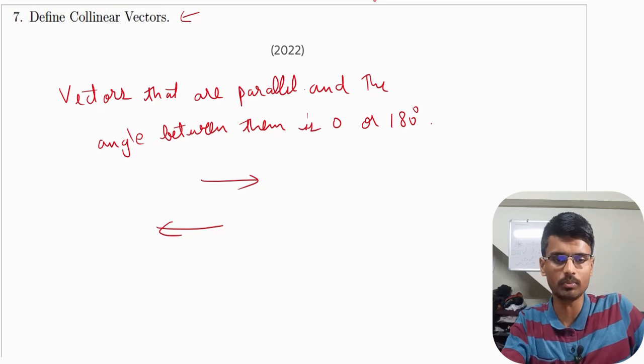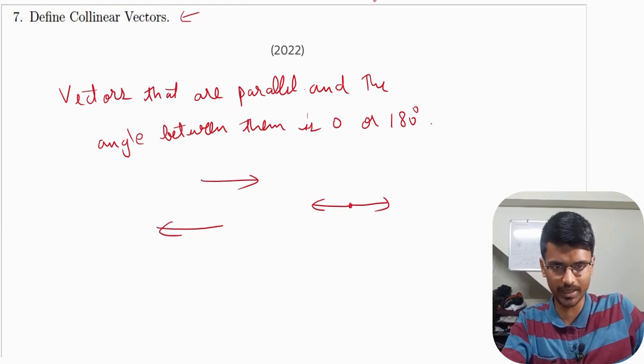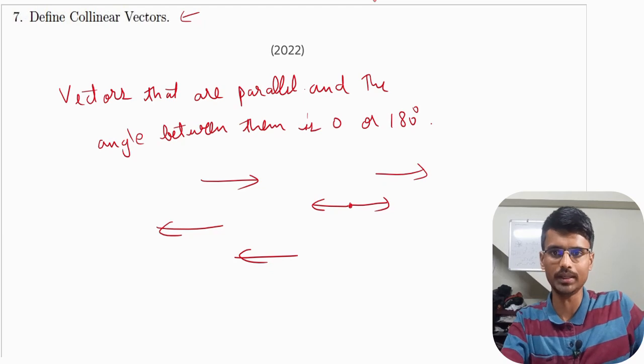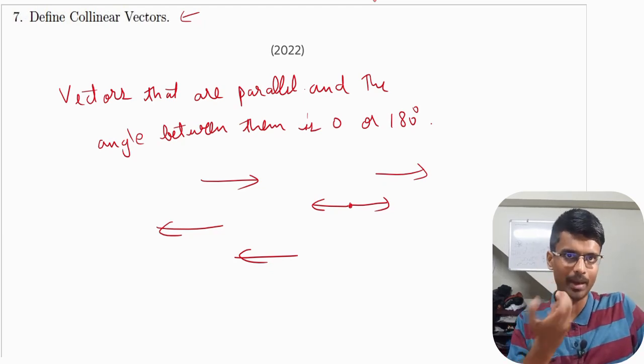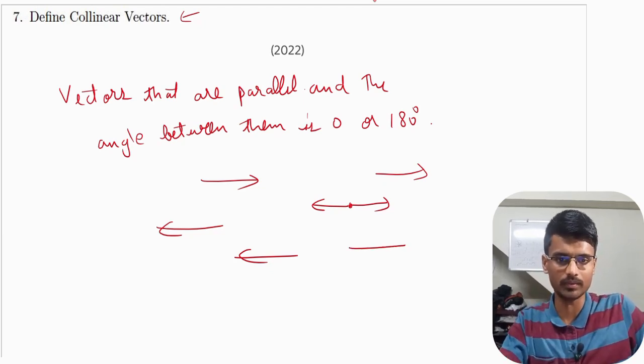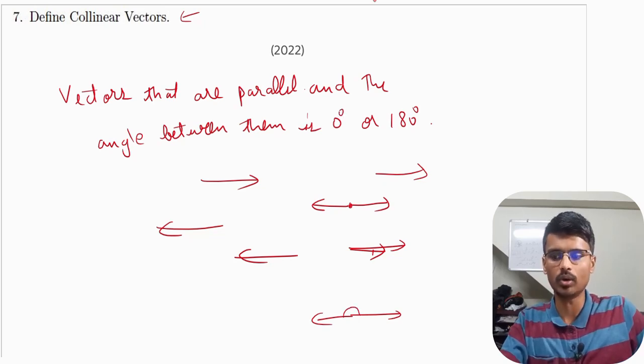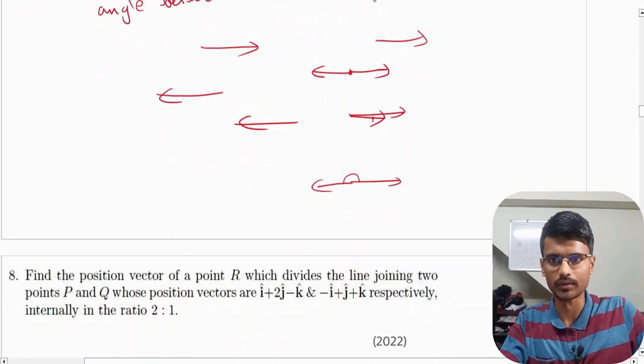They need not be like this. It is not compulsory that their tails should be joined. The vectors can be anywhere. All these vectors are collinear vectors because they are parallel and the angle between them is 0. If I take both vectors in the same direction, the angle will be 0, and if I take them in opposite directions, the angle will be 180. If the angle is 0 degrees or 180 degrees, then we call them collinear vectors.